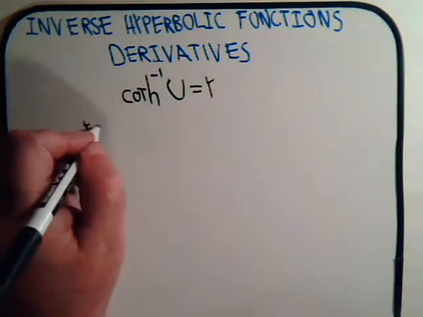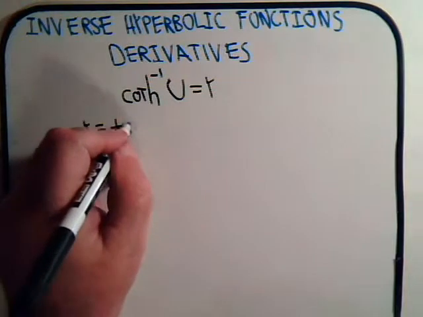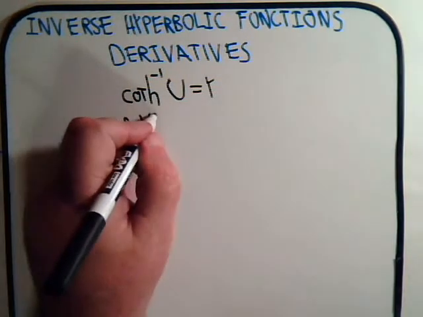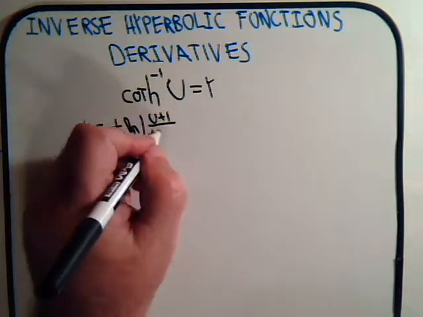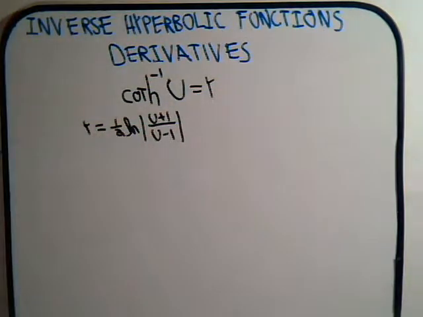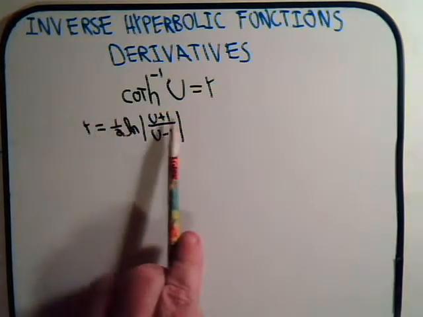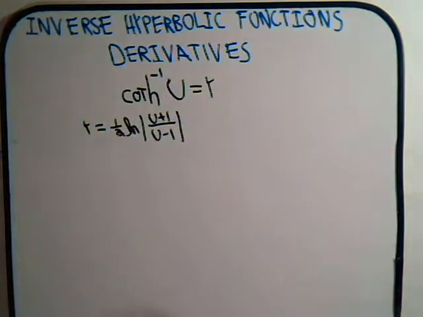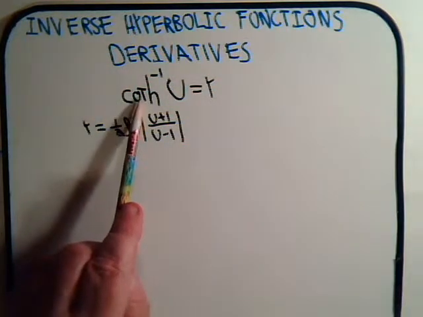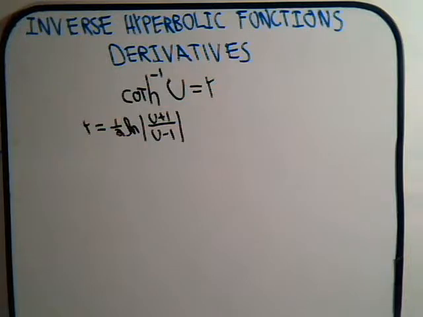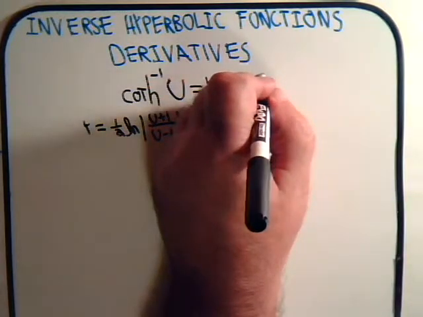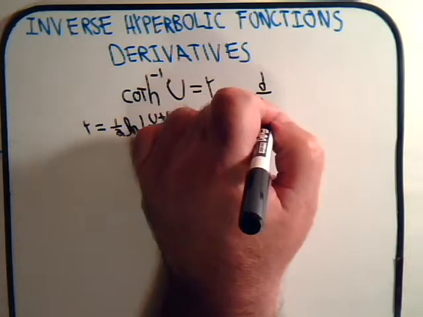Remember then that y has to equal 1/2 the natural log of (u plus 1) divided by (u minus 1). In other words, for the inverse hyperbolic cotangent function, this is another way of expressing that. And we have derived all of these logarithmic expressions for inverse hyperbolic functions in previous videos, so if you haven't seen them yet, you might want to look them over.